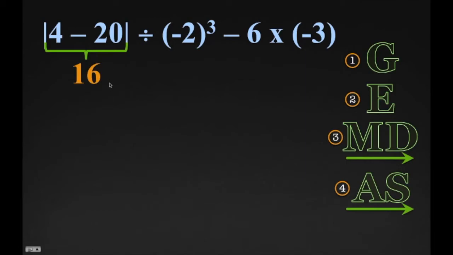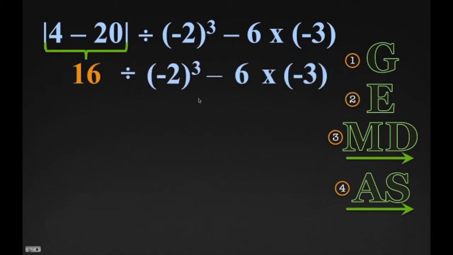Now that I finished work, I'll bring down the rest of the stuff that I haven't used yet. I'll bring down the division symbol, the negative 2 to the third power, the minus symbol, the 6, the multiplication symbol, and the negative 3. Are there any other grouping symbols? No. Remember, these are parentheses, but there's no work to do inside of them. They act as placeholders. So we're done with step 1.